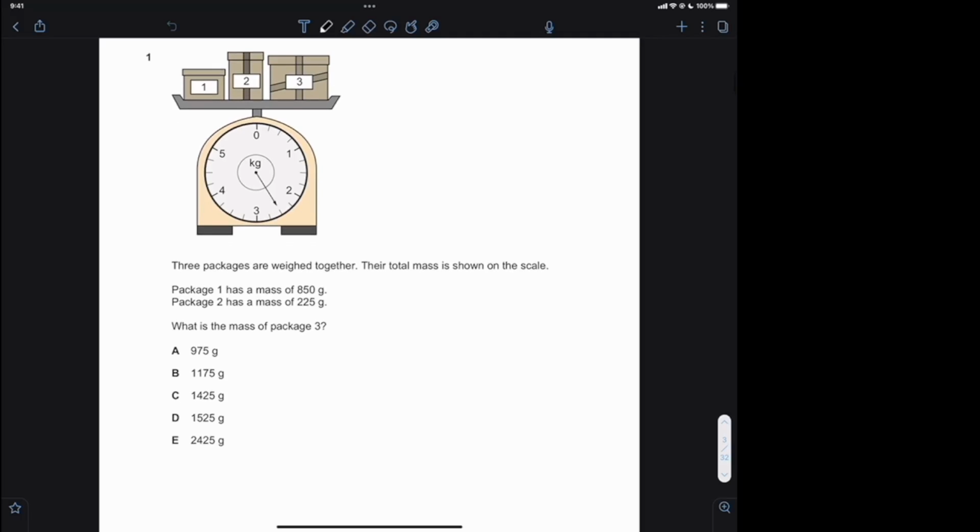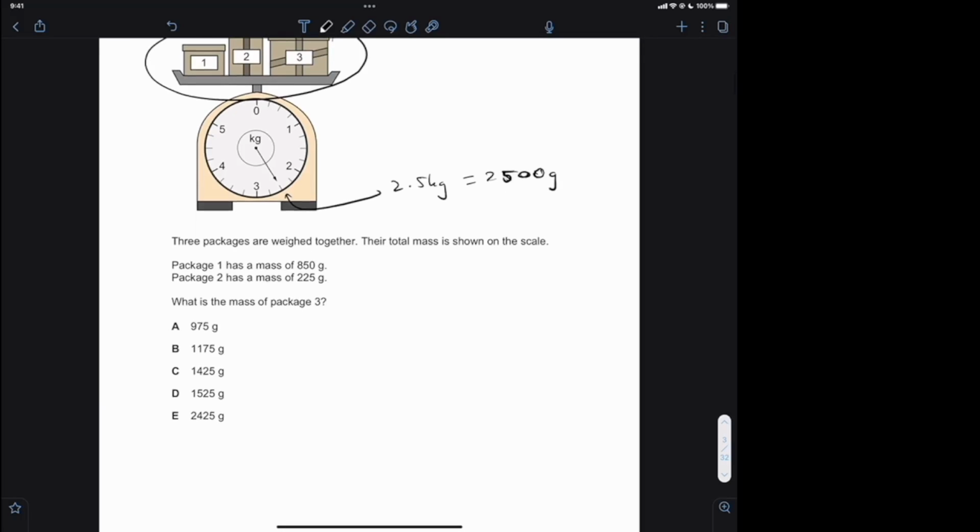Okay, so question 1. 3 packages are weighed together. Their total mass is shown on the scale, and that looks to be in between 2 and 3, so that looks to be 2.5 kilos, or 2,500 grams. Remember, if you want to go from kilos to grams, you just times by 1,000. Now, package 1 has a mass of 850 grams, and package 2 has a mass of 225 grams. What is the mass of package 3?